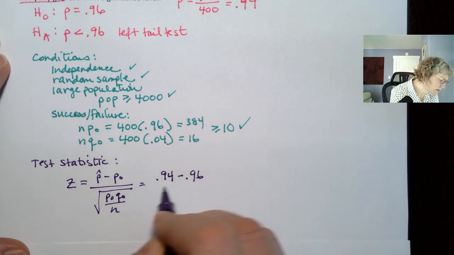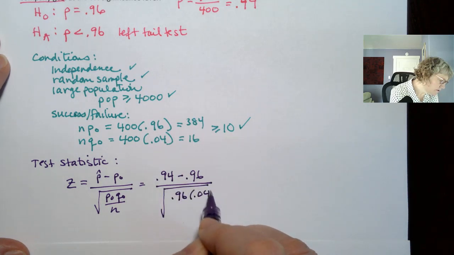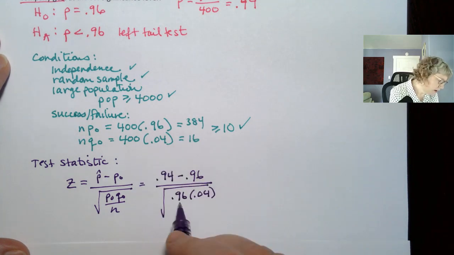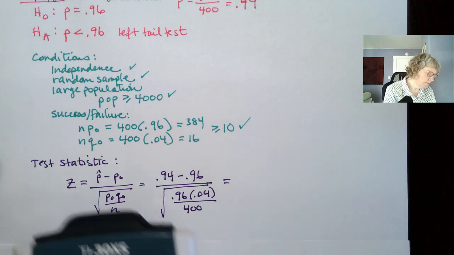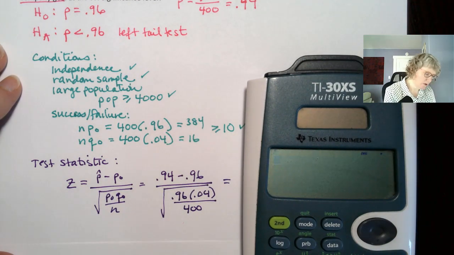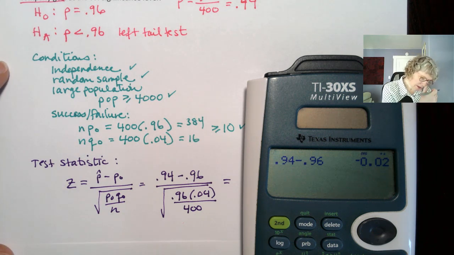minus 0.96 over square root 0.96 times 0.04, because I already calculated my q naught, or I could do 1 minus 0.96 over 400. Okay, so this is going to tell us how unusual is this value, right? How many standard deviations away from the mean is it? Okay, so 0.94 minus 0.96 is negative 0.02. We expect a negative value if it's a left tail test, right? We should be below the mean if it's a left tail, otherwise we're way off. Okay, so we got a negative.